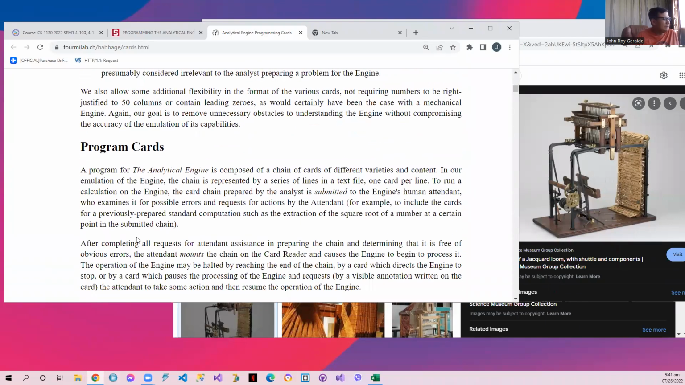Do you follow? So a chain of cards are put into the Jacquard loom. Okay? And they are processed individually. They are scanned individually by the loom and processed by the mill. Okay?